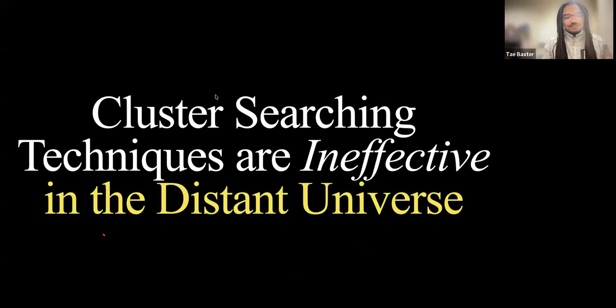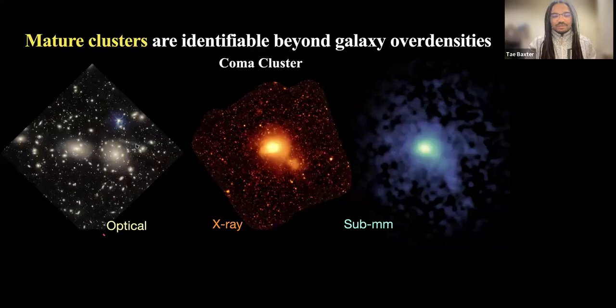On top of that, the techniques that we've refined to find galaxy clusters become ineffective in the distant universe when we look for these protoclusters. So clusters today, these mature clusters, can be identified in different regions of the electromagnetic spectrum. Here I'm showing you an image of the Coma cluster in optical. You can see all of these yellowish elliptical galaxies. We have a method known as the red sequence method to find galaxies in the optical.